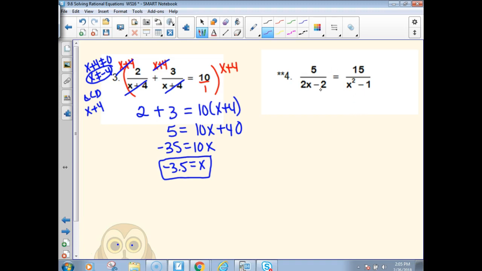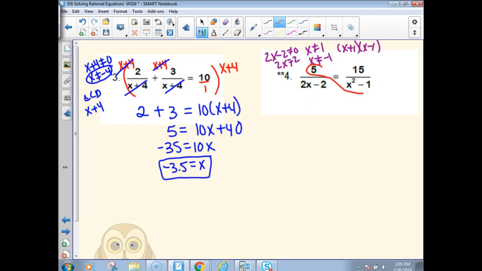Okay. Now, let's first, though, think about what x can't be. This is 2 times x minus 1. So since 2x minus 2 can't equal 0, 2x can't equal 2, x can't equal 1. And this one factors to x plus 1 times x minus 1, so we know x can't equal -1 either. Right? So now I'm going to go for my cross product property.